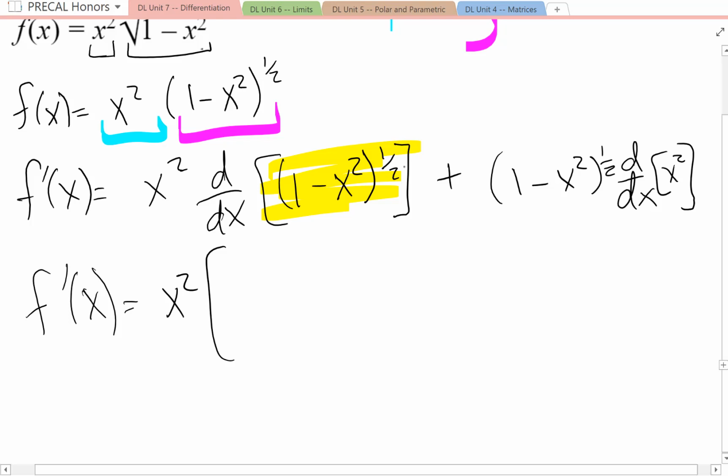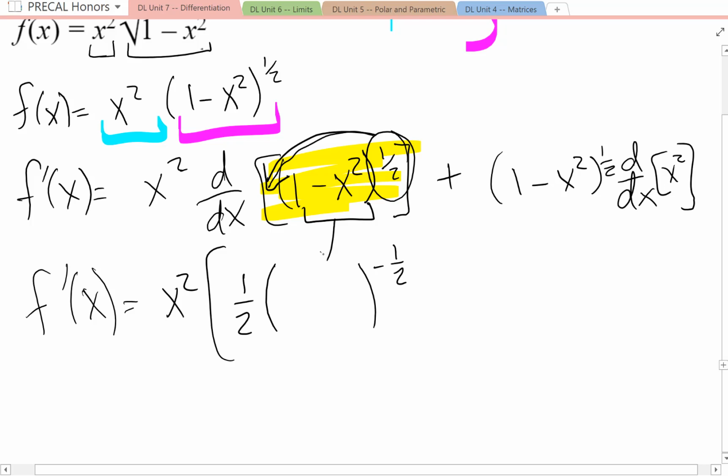The chain rule is the derivative of the outside times the inside times the derivative of the inside. So the derivative of the outside is 1/2 times a quantity to the negative 1/2. I'll subtract the 1. Then you drop down what was already in the parentheses, 1 minus x squared. The derivative of the outside times the inside times the derivative of the inside.